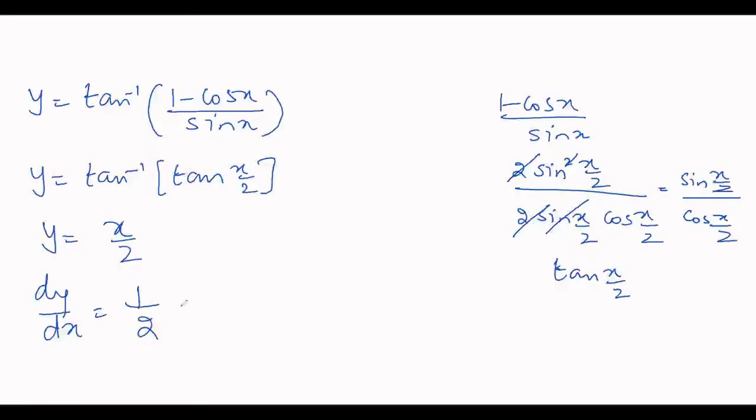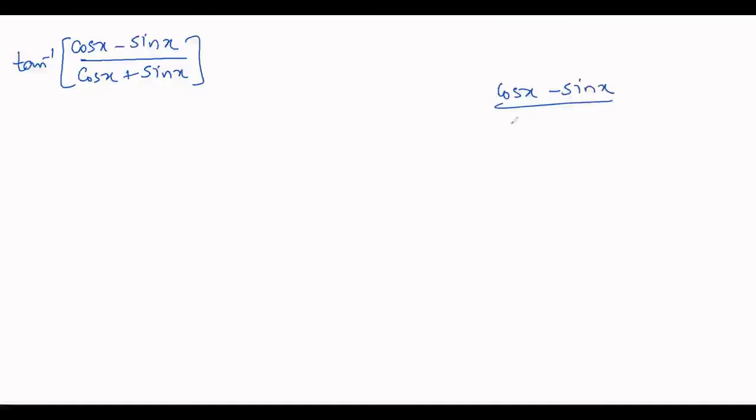Okay, clear this. Next question is tan inverse of (cos x minus sin x) divided by (cos x plus sin x). Okay, so this is an important form for you to remember. cos x minus sin x divided by cos x plus sin x. So when you see this form, you can choose to divide both the numerator and denominator by cos x. So therefore, cos x divided by cos x is 1 minus sin x by cos x is tan x, divided by denominator is going to be 1 plus tan x.